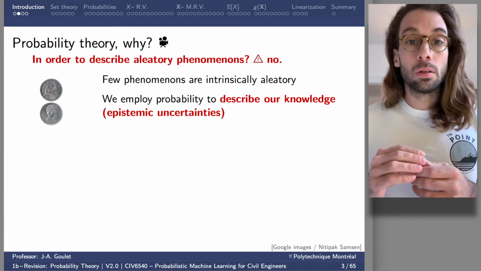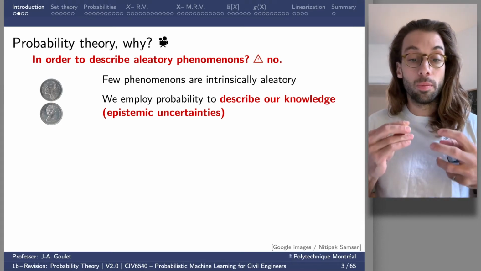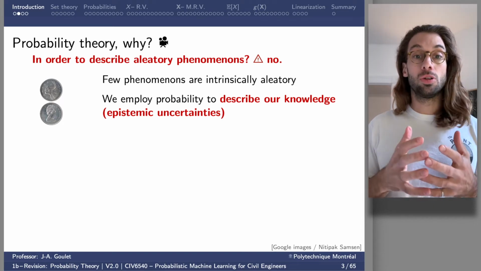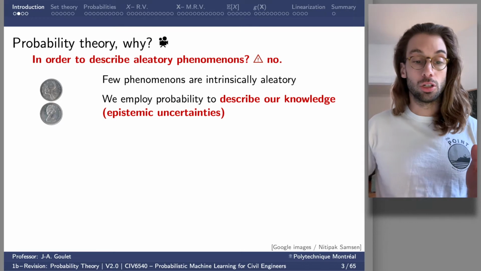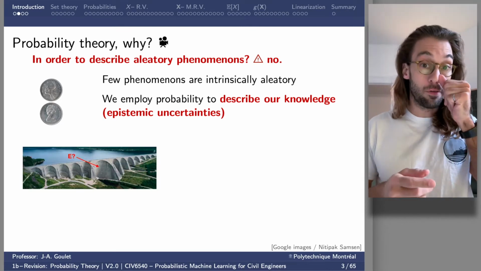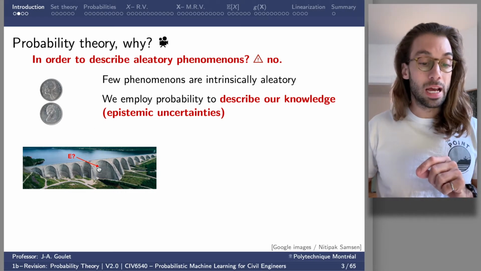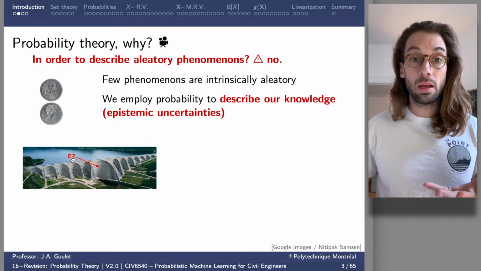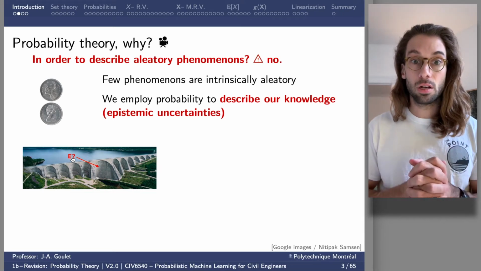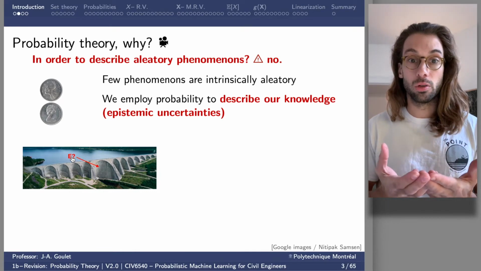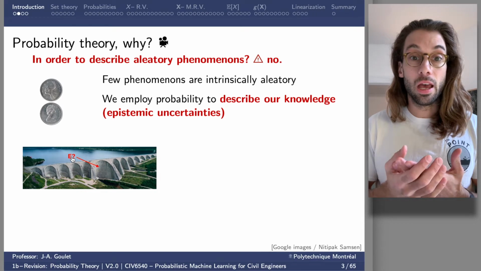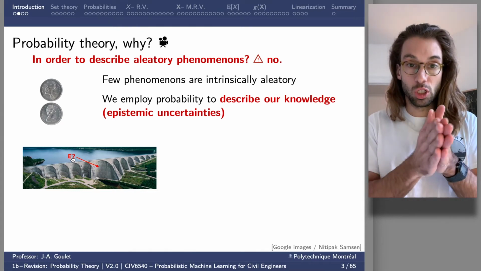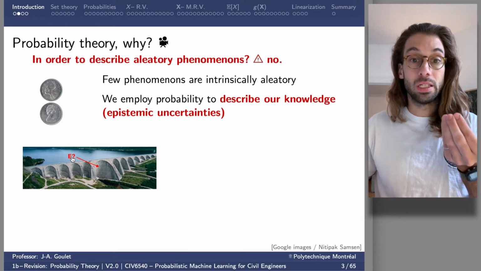So what we want to do is to employ probability to describe our knowledge of those phenomena. This is what we call epistemic uncertainty, which is related to a lack of knowledge. For instance, if we take an example of a dam, and one specific point on that dam, at a given point in time at that location, the Young's modulus is unknown. I don't know exactly what the Young's modulus, or the stiffness of the concrete, is, but it's not because I don't know it that it's necessarily a random quantity, something that varies. The stiffness of the concrete doesn't vary, at least if we consider a specific point in time. It's a fixed value. It's only that I don't know that value.